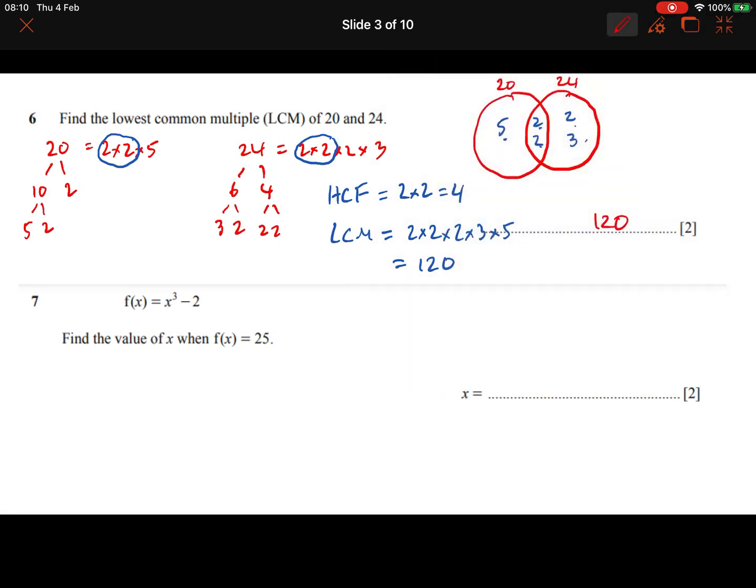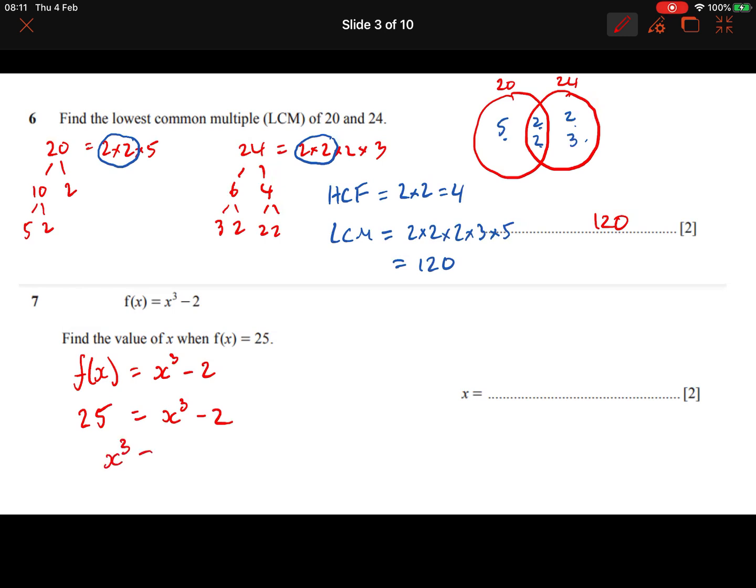Again, question 7 also disappointed me. This is not that tough a question, really. What I saw here was many of you trying to substitute x as 25. Okay, that is not what it's saying. The question is saying f of x is equal to x cubed minus 2. It's not saying find f of x when x is 25. It's saying find x when f of x is 25. So you should have done 25 is equal to x cubed minus 2.